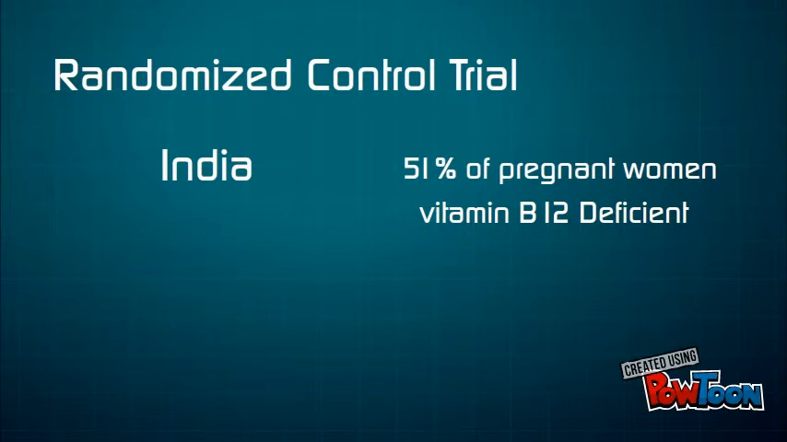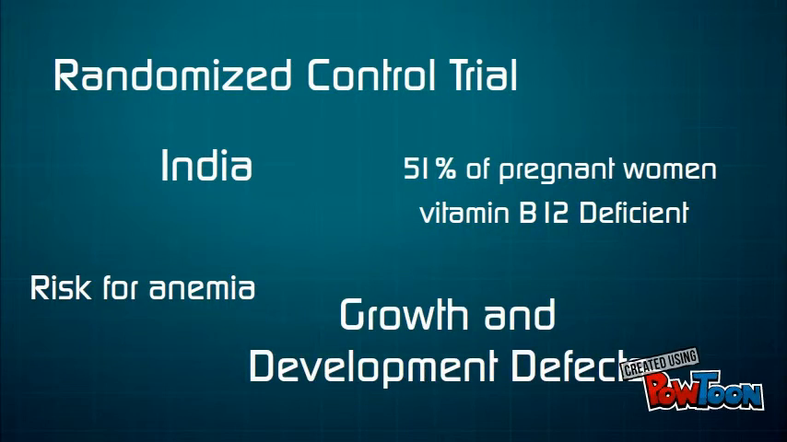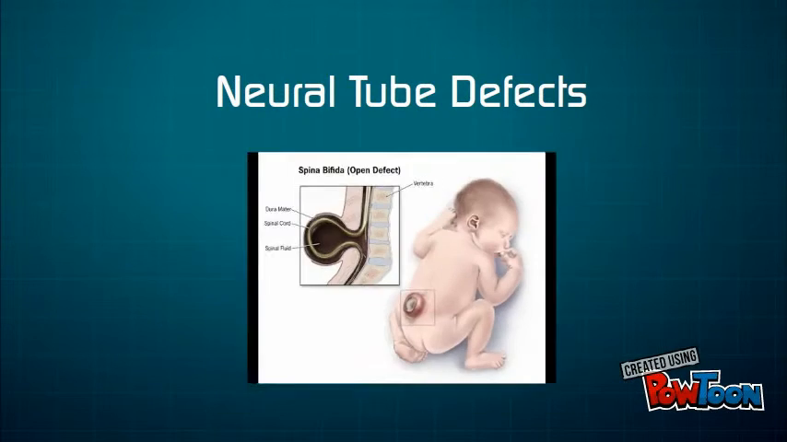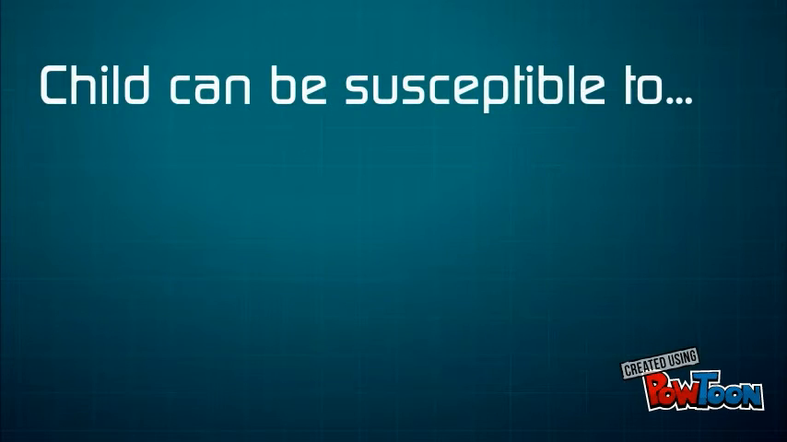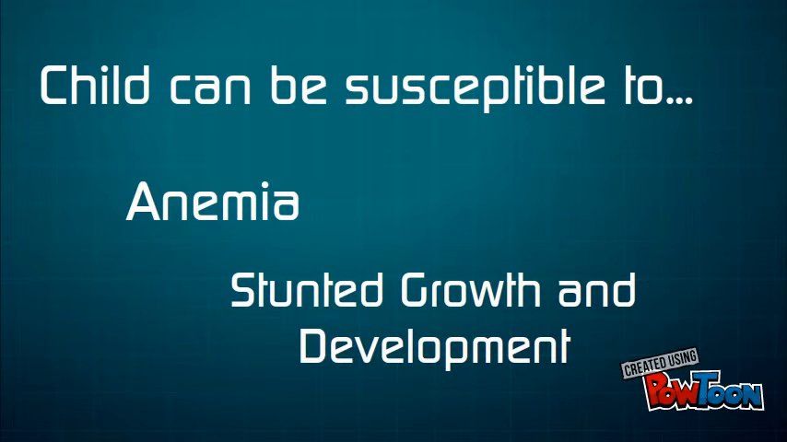vitamin B12 deficient, making them at risk for anemia, and anemia during pregnancy can lead to growth and development defects in the infant. Some of these defects include neural tube defects, or NTDs, where there are abnormalities in the baby's spinal cord development. The child can also have or be susceptible to anemia and stunted growth and development.